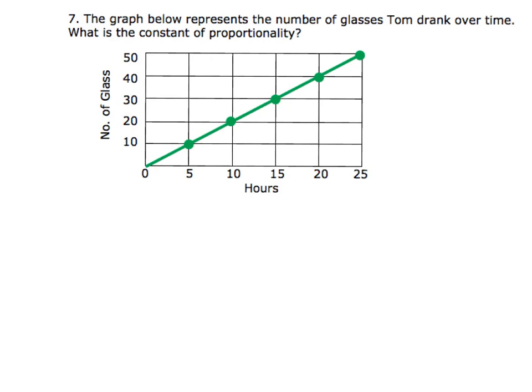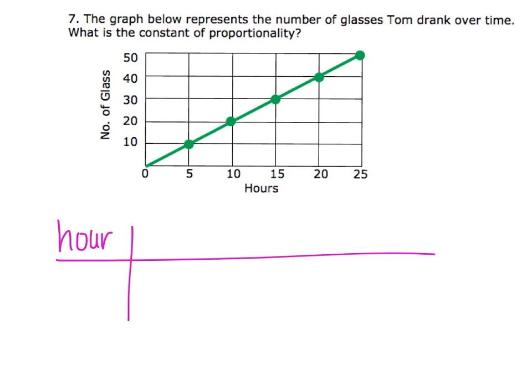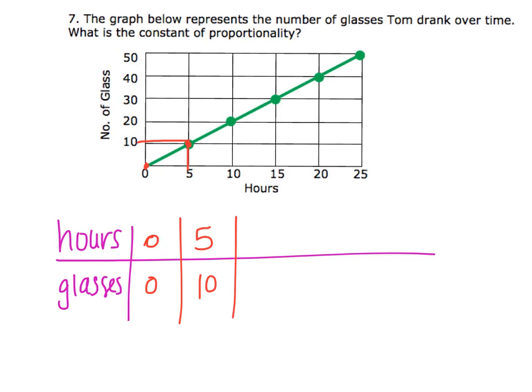All right, this time I have a situation where I'm looking at how many glasses of water Tom drank over a certain number of hours. So I'm just going to kind of look at the graph, and I'm going to make a little table. So here's how many hours he's drinking, and here's how many glasses he drank. So it looks like in 0 hours, he drank 0 glasses. And then I see in 5 hours, you can see that he drank 10 glasses. In 10 hours, he drank 20 glasses.